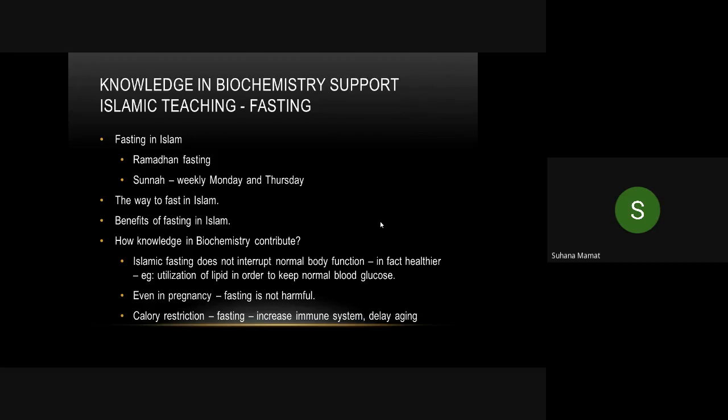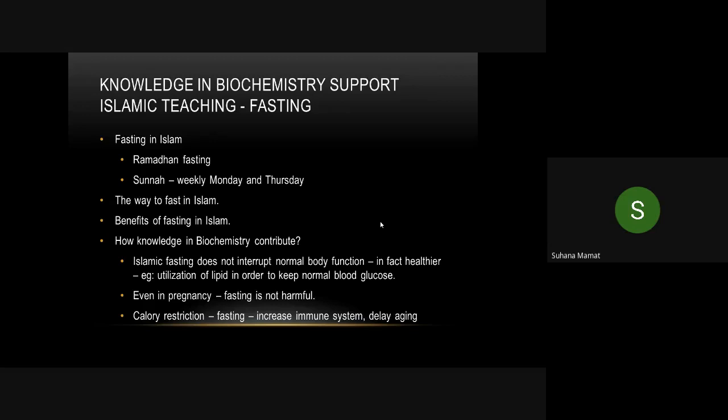The utilization of the lipid storage enables us to keep a leaner body. Because the fasting is only for 8 hours, the body does not have to go to the extreme of utilizing the protein which makes up our body structure. So basically Islamic fasting does not interrupt the normal body function or structure. We mainly utilize glycogen and also lipid storage in order to keep the normal blood glucose level.